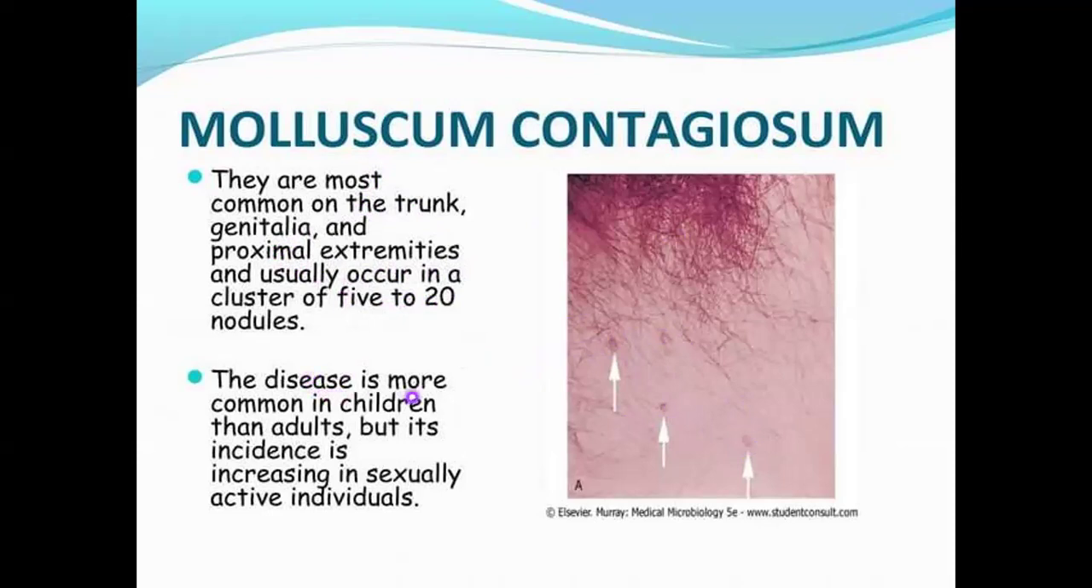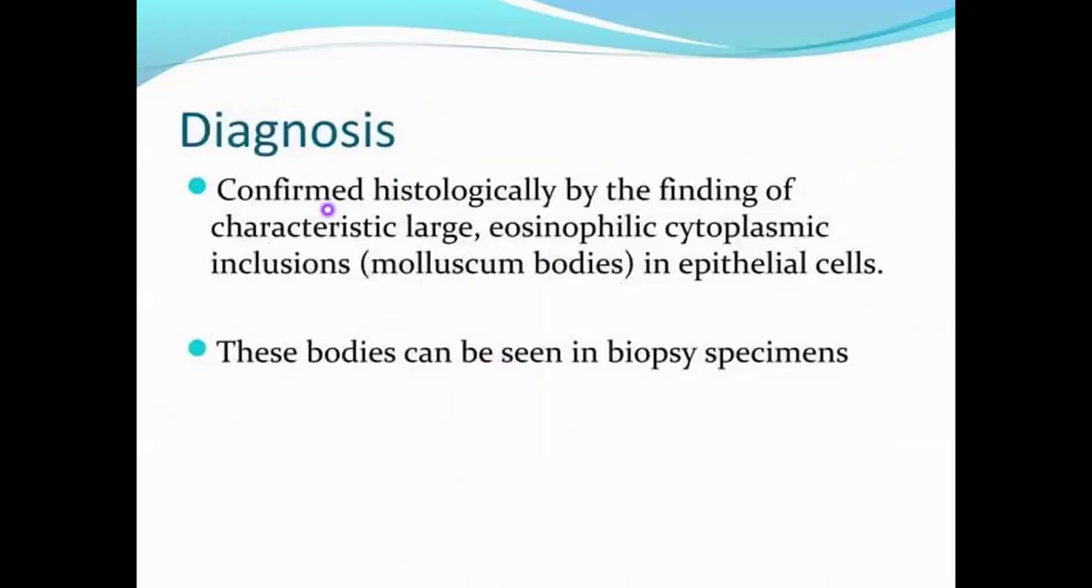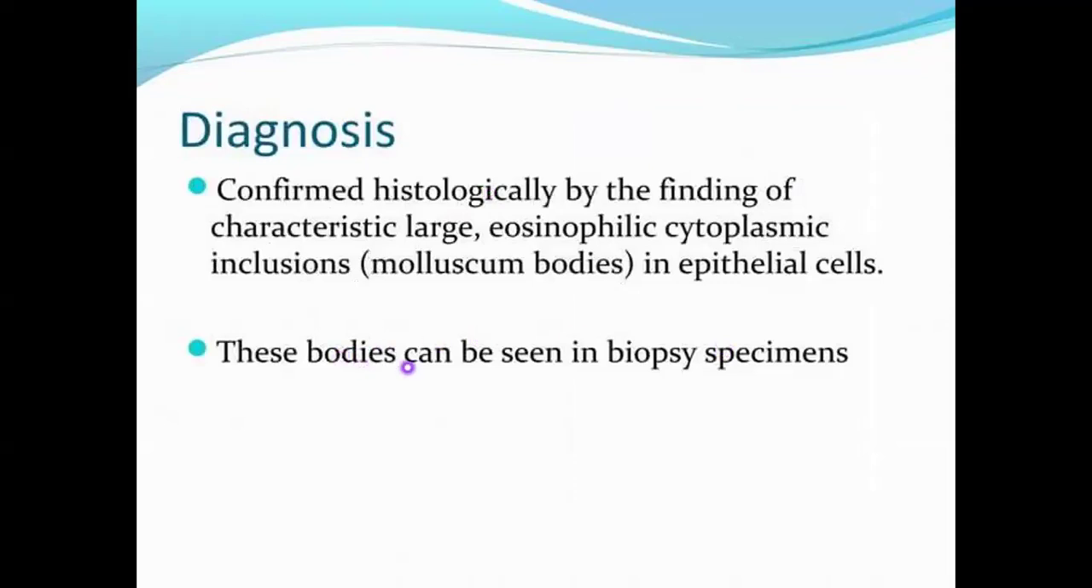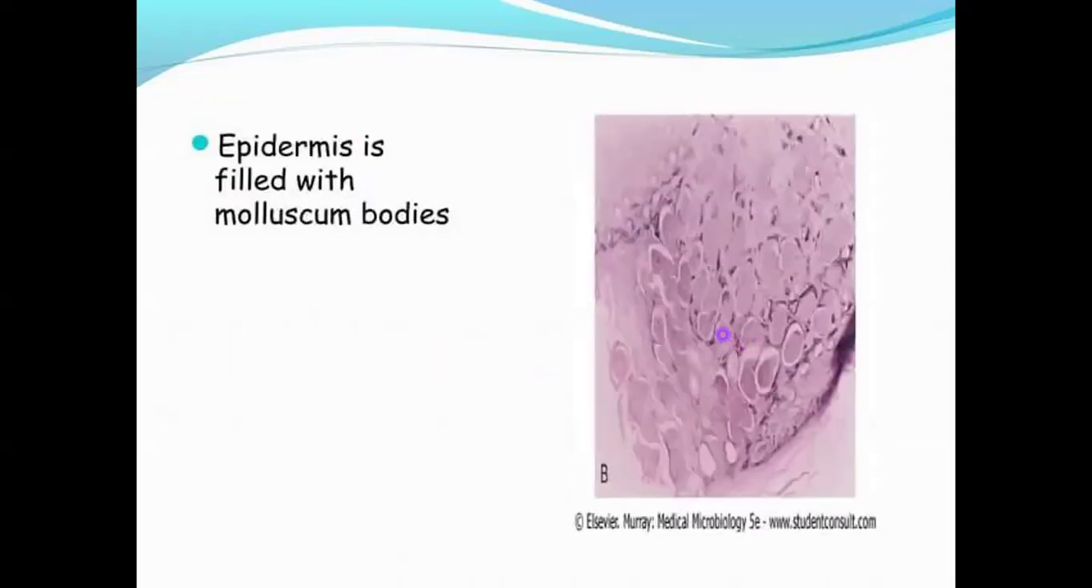The disease is more common in children than adults, but its incidence is increasing in sexually active individuals. Diagnosis: you confirm it histologically by the finding of characteristic large eosinophilic cytoplasmic inclusions, called molluscum bodies, in epithelial cells. Here they are. Can you see them? This is the epidermis that is filled with molluscum bodies. These bodies can be seen in biopsy specimens.